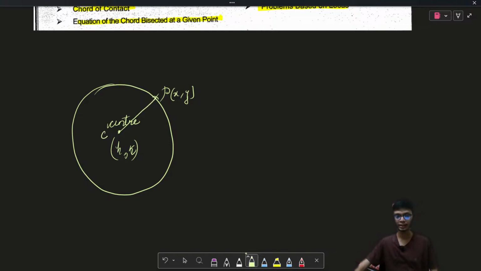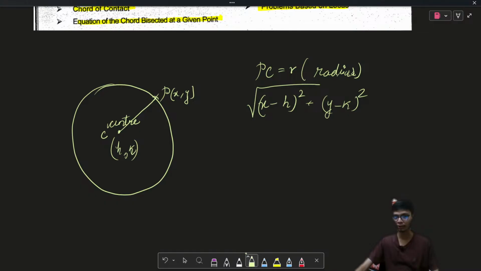Let us call the center C. So what I see is that this particular constant distance PC is also called R, or the radius, right? So this fixed distance is called the radius. Now we can easily find the PC distance as the square root of (x minus h) square plus (y minus k) square, and that is going to be the fixed distance R.